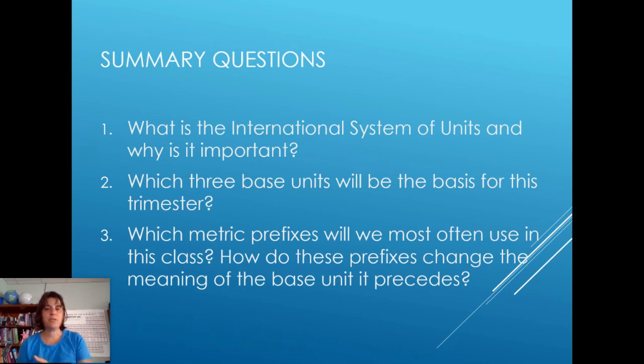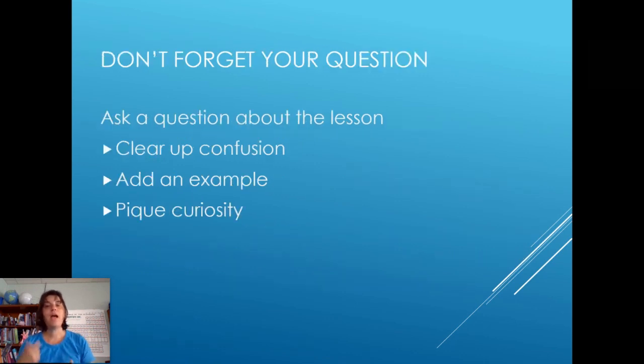So what's the International System? Which 3 base units are we going to be using in this class? And which metric prefixes are we going to be using most often? And how do those prefixes change your units? So those 3 summary questions. And then don't forget your own question. You're going to clear up any confusion, add an example, or pique your curiosity.